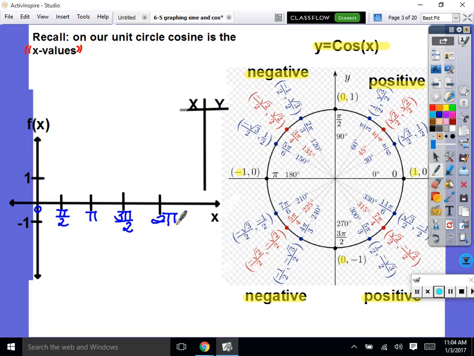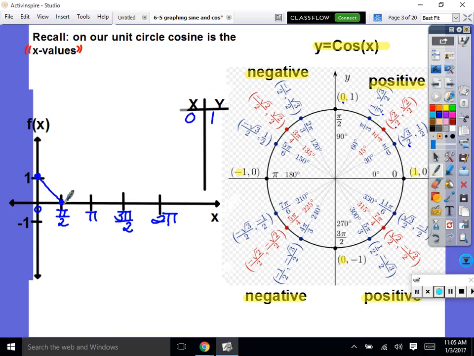So let's graph this. So XY points. At 0, cosine is at 1, correct? So notice, cosine at 0 starts up at 1. Does everybody understand? Okay, then as we go up, we're getting smaller and smaller till we hit 0. Remember that we're focusing on x values. So we're getting smaller and smaller. We're going down, down, down till at pi halves, we're at 0.